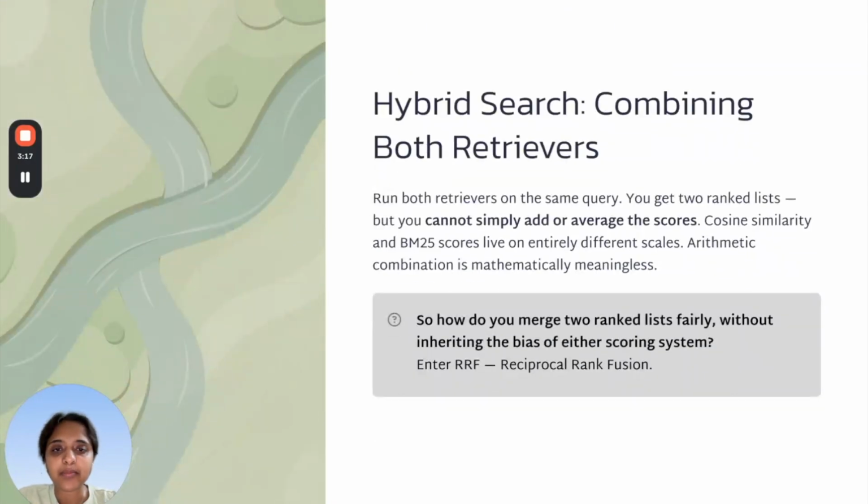Here comes the concept of hybrid search, where we are going to combine both kinds of retrievers, cosine similarity and BM25 scores, which live on different scales. We are going to combine them using a metric called Reciprocal Rank Fusion, or RRF.